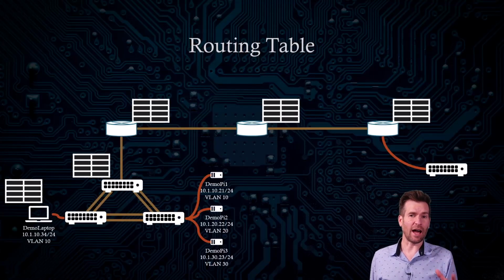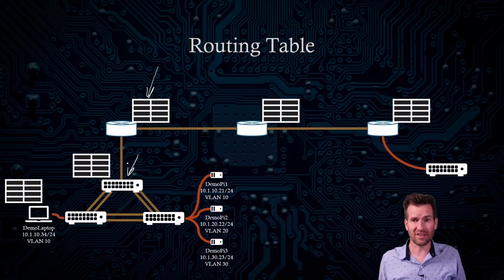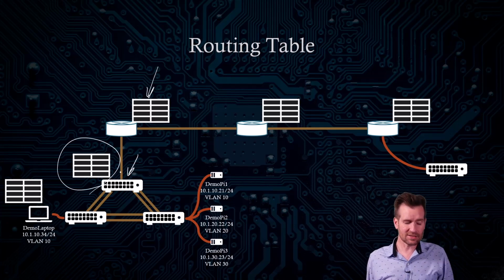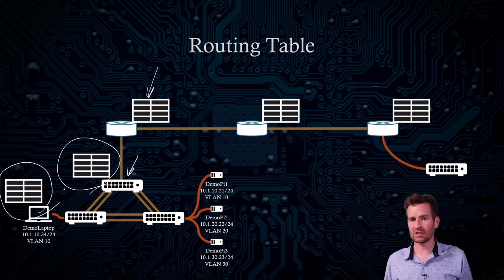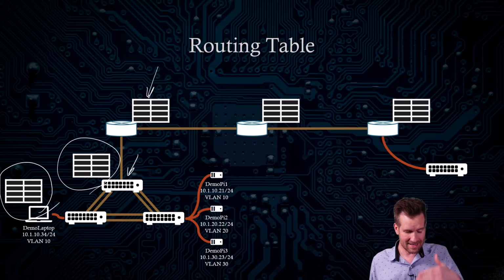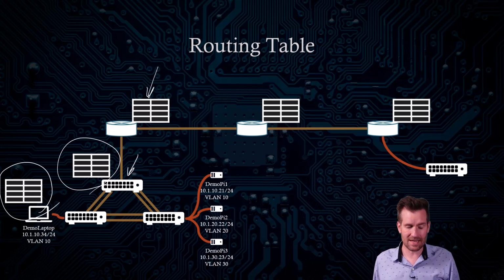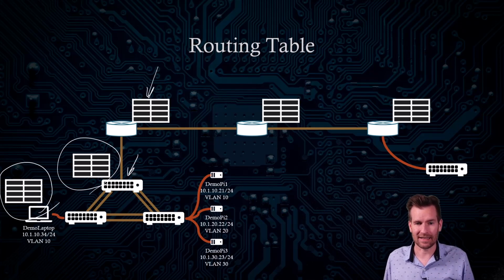We know that our routers have routing tables, but remember our layer 3 switch is a routing device as well, and it has a routing table as well. And so does our PC. When we get onto our PC, we can actually do a route print and see all of the routes that are on our PC. So our laptop has a routing table on it as well.